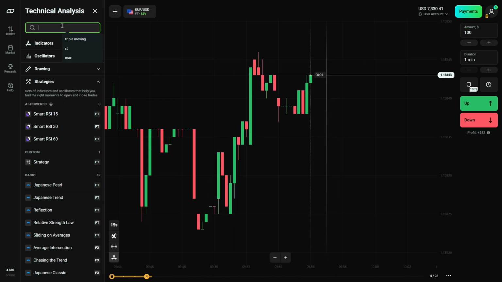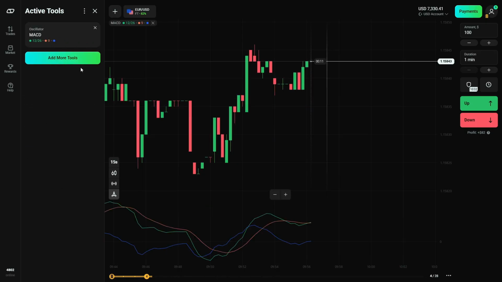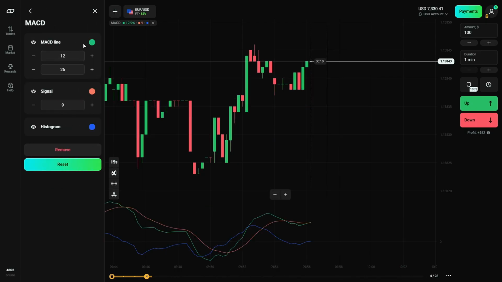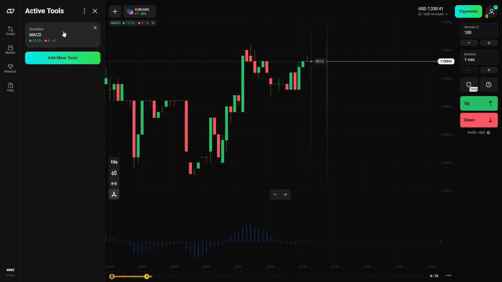As for the indicators, we click here directly and search for the MACD. Here we have the MACD right away. We click on settings, we remove the MACD line, we remove the signal line, and we change it in the histogram. We click on the bars because this is very important. We click directly on save.